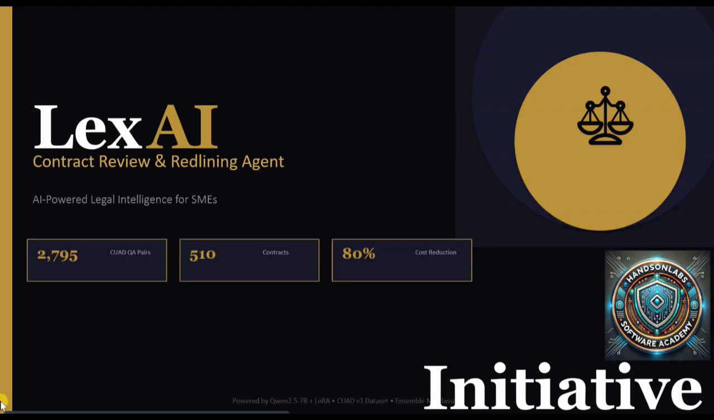Alright, so let's look at the LexAI contract review and redlining agent. This is an AI-powered legal intelligence for SMEs, trained on 2,795 CUAD question and answer pairs with 510 contracts and 80% cost reduction.